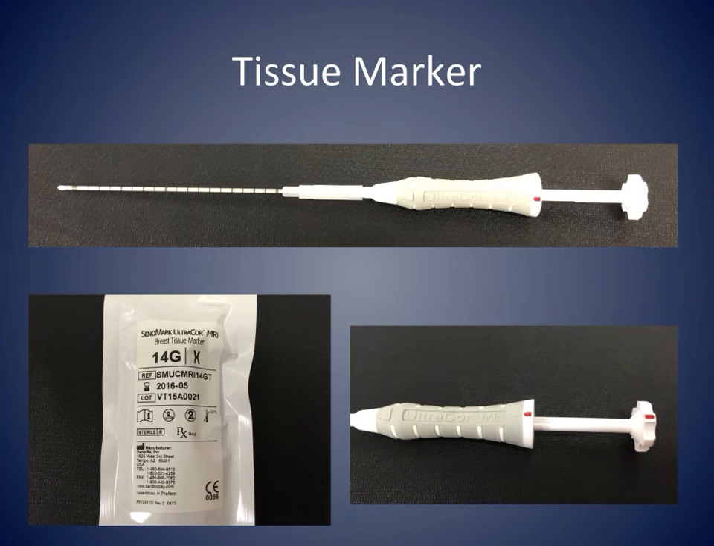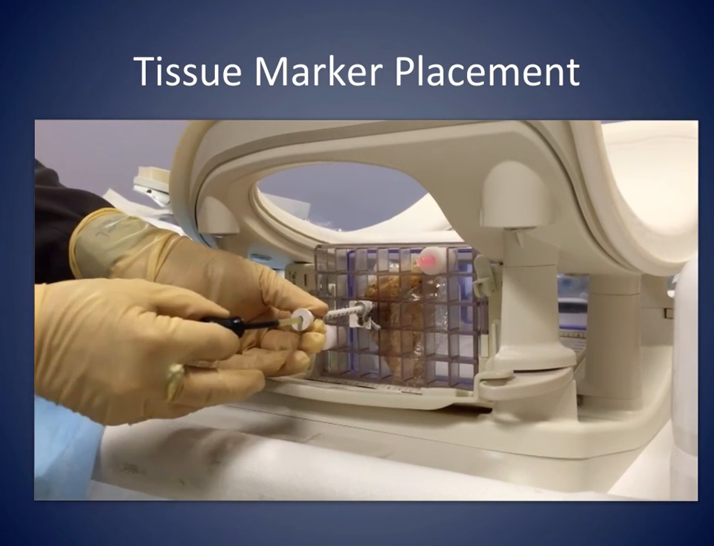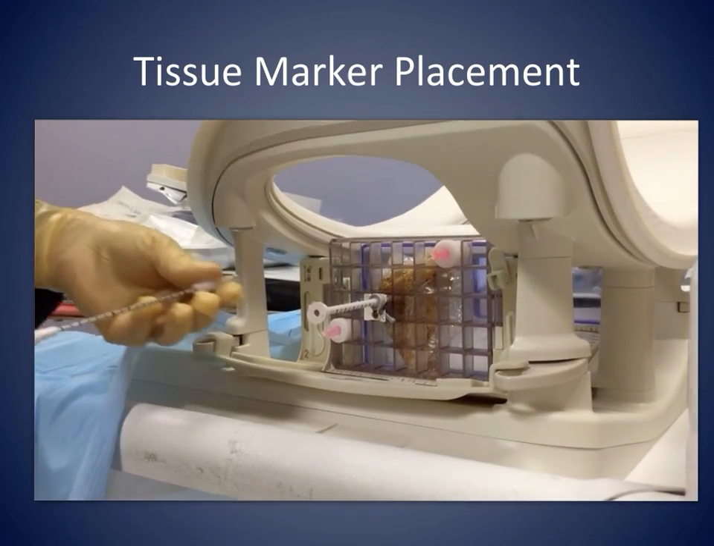Tissue markers are utilized to identify the biopsy site for future reference. Multiple types of tissue markers are available. The tissue marker that we utilize comes in a metallic applicator with a sharp tip, an adapter, and a locking mechanism. To deploy the clip, the obturator is removed and the tissue marker adapter is connected to the plastic introducer.